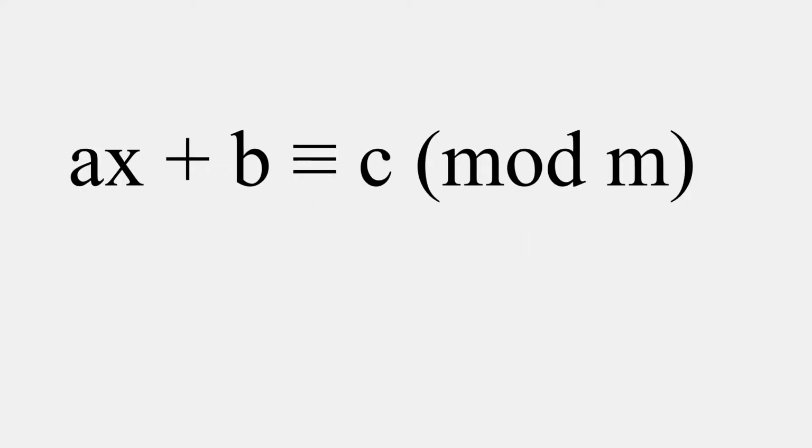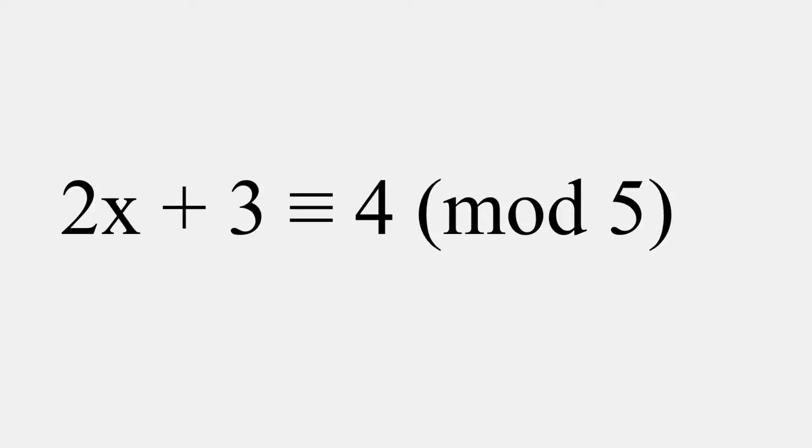This is the general equation for the linear congruence and how to solve them. Throughout the presentation, I will be filling in for a, b, c, and m. 2x + 3 is congruent to 4 in mod 5. First, you subtract 3 from each side to get x alone.